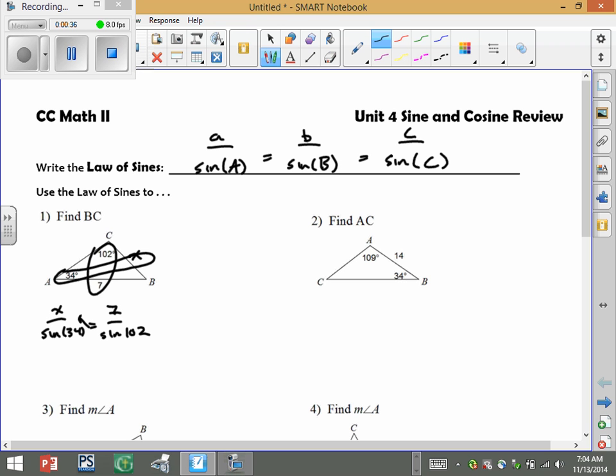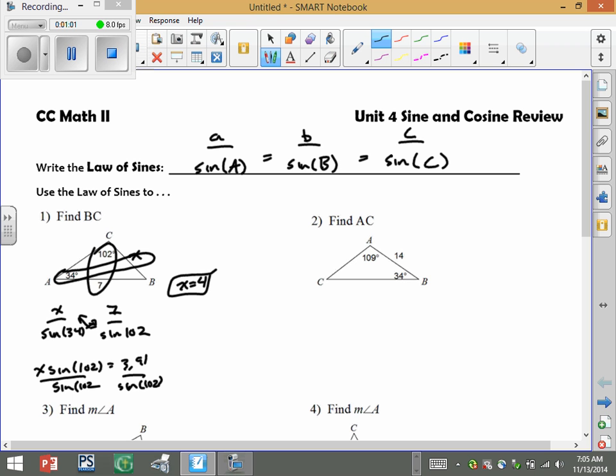We'll cross multiply. We end up with X times the sine of 102 equals 7 times the sine of 34, which is 3.91. I'll divide both sides by the sine of 102, and that gives me that X equals 4.